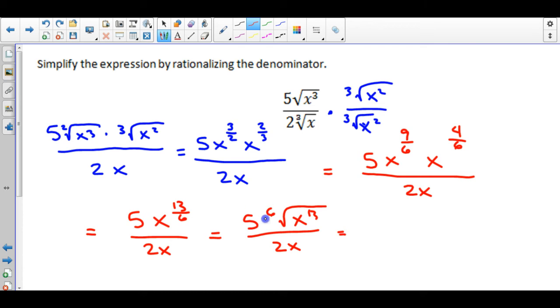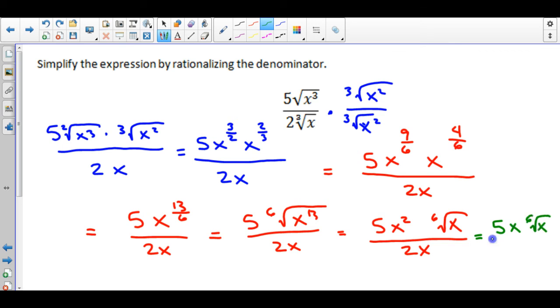And then we need to see how many times 6 can evenly go into 13, which is twice. So I'm going to write this as 5x squared times the 6th root of x, because your remainder is 1. And all of that is over 2x. So I promise you this is the last step. Since I have an x squared on top and an x on the bottom, we are going to cancel out one of these x's. So you will be left with 5x times the 6th root of x all over 2. And again, this will be your final answer.